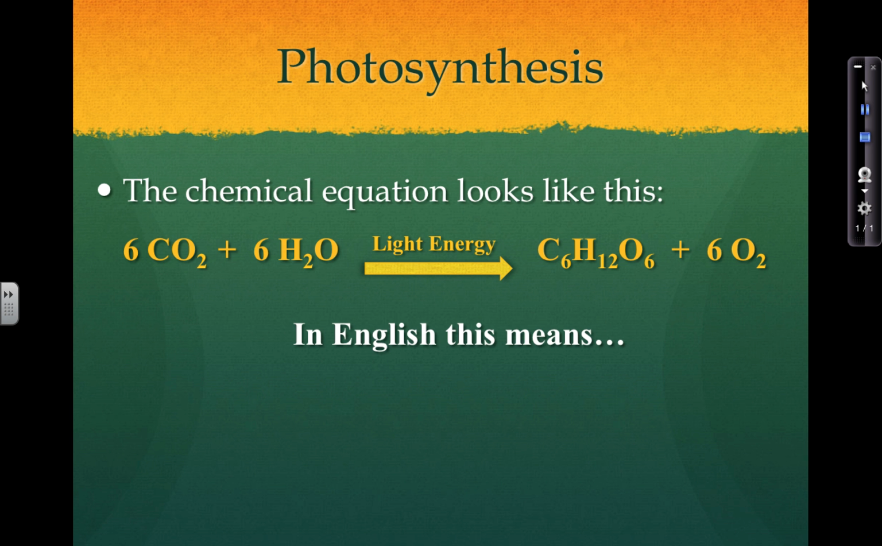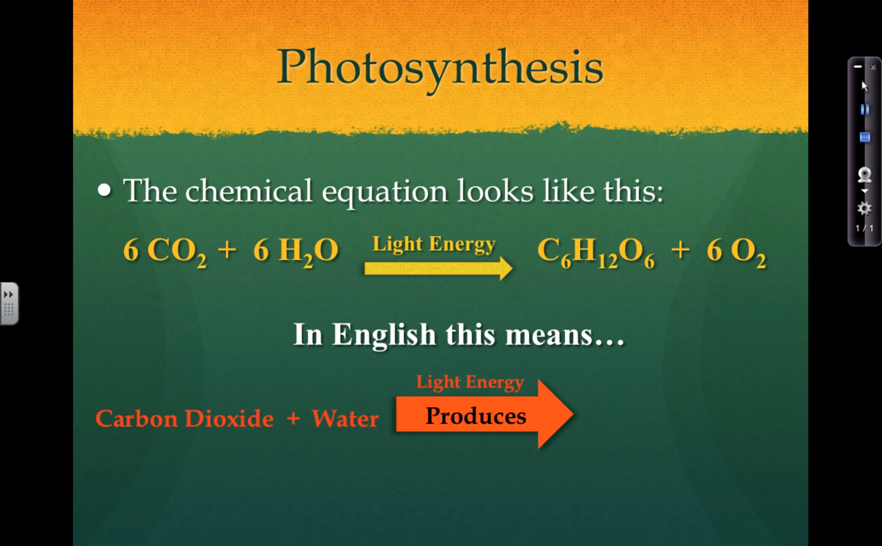The photosynthesis equation looks like this. 6 molecules of carbon dioxide plus 6 molecules of water. And when that reacts with the chloroplast and the light energy, it yields 1 molecule of glucose and 6 molecules of oxygen. You don't have to remember it that way. So in English, you only have to remember it this way, just with the words: carbon dioxide and water produce, with the help of some sunlight energy, sugar and oxygen.